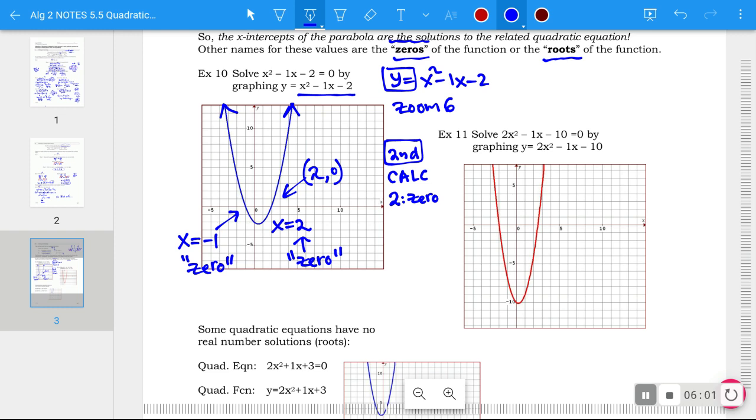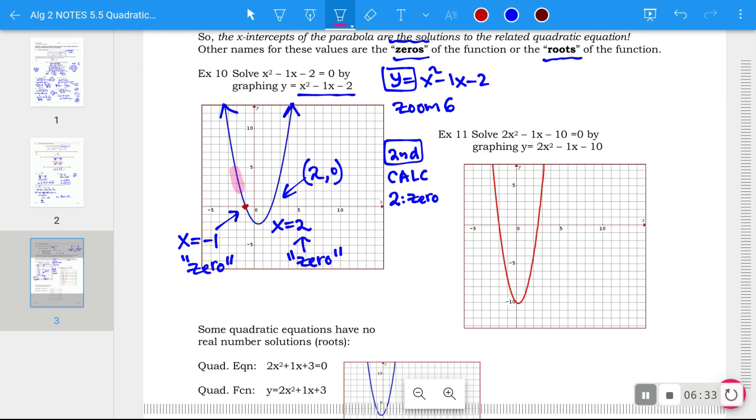And what will happen is your calculator will ask you for a left bound. Let me explain what we're going to be doing here, and then I'll tell you what to do. We're going to try and find this left-hand answer here first. And when it says left bound, it wants you to take the cursor using the left arrow. So use the left arrow and take your cursor somewhere over here to the left of that solution.